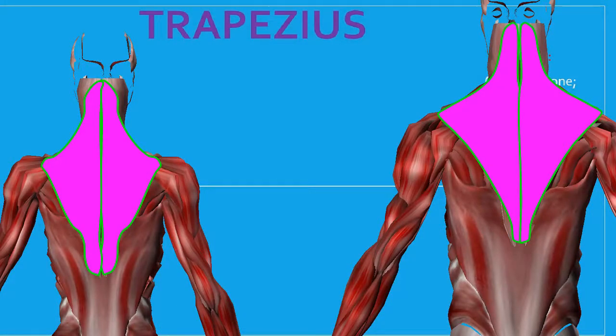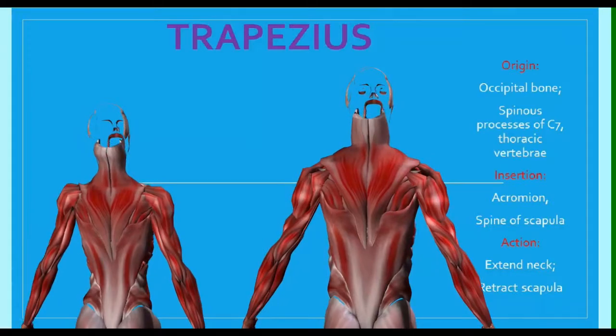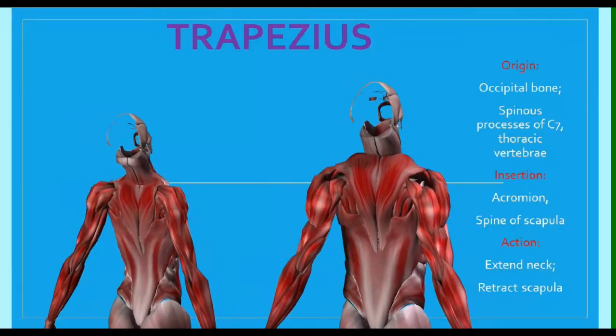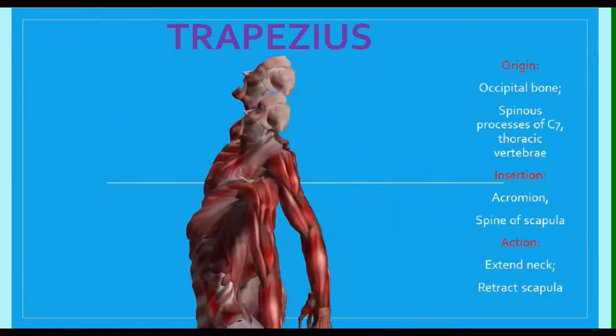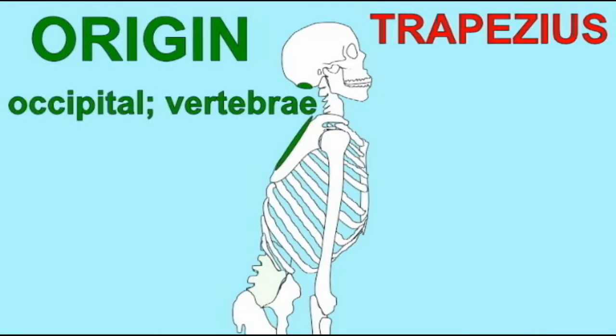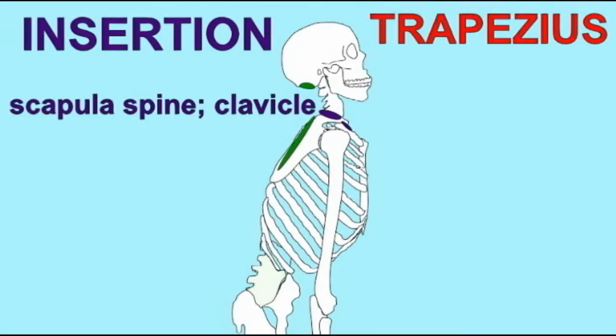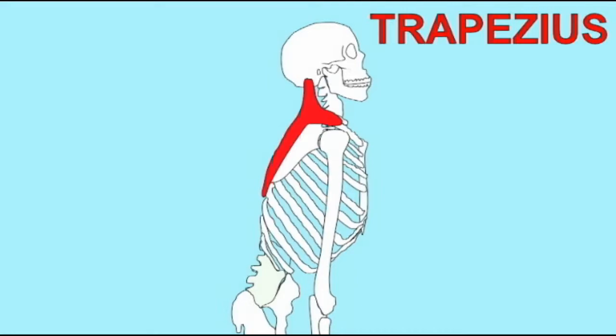In humans, the trapezius muscle has its origin on the occipital bone and the spinous processes of vertebrae, and inserts onto the spine of the scapula and clavicle. And when it contracts, it retracts the scapula and extends the neck.